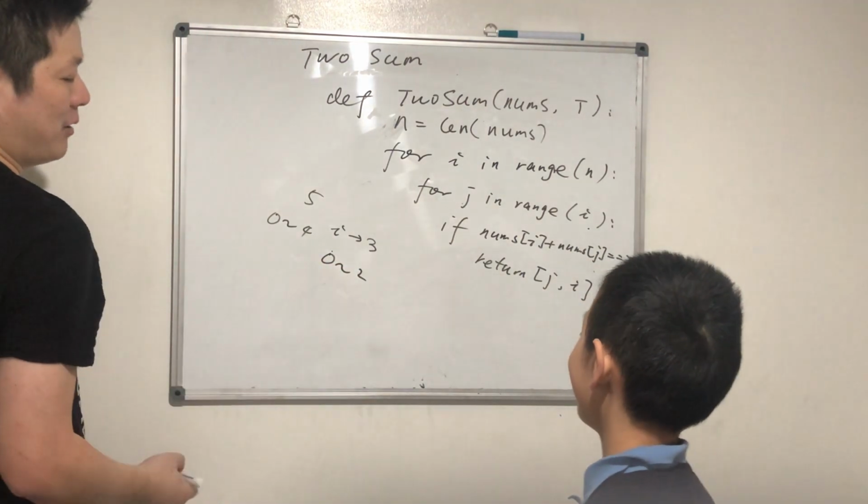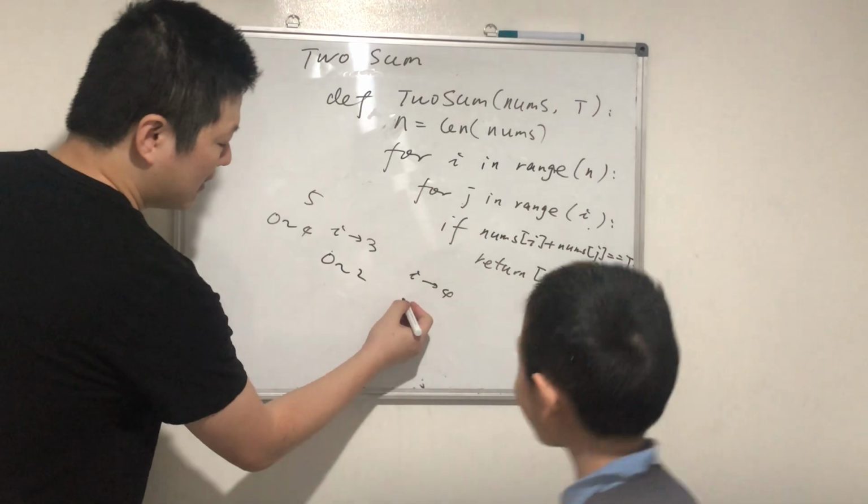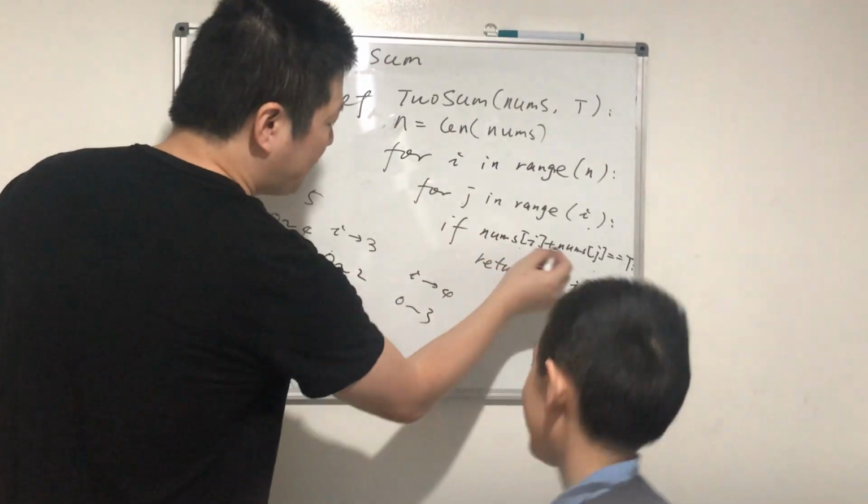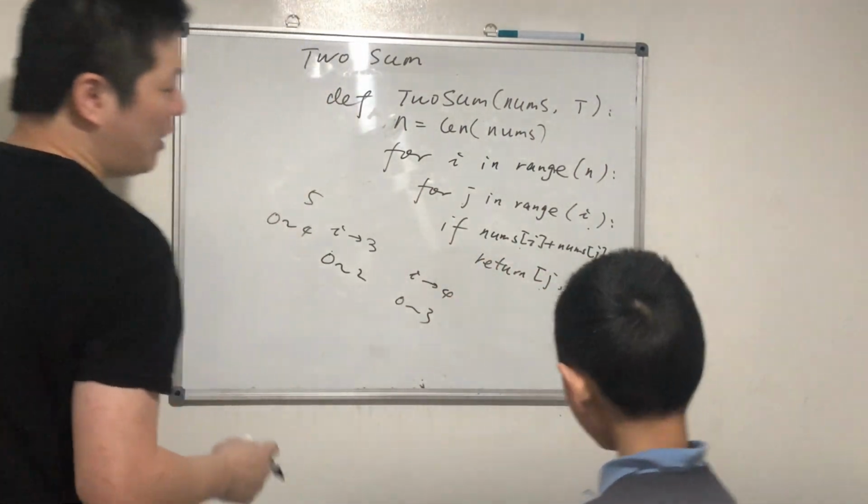When i is 4, what's the range? 0 to 3. Okay, so look, if nums[i] plus nums[j] equals target, then we return j, i, right? What's the time complexity?